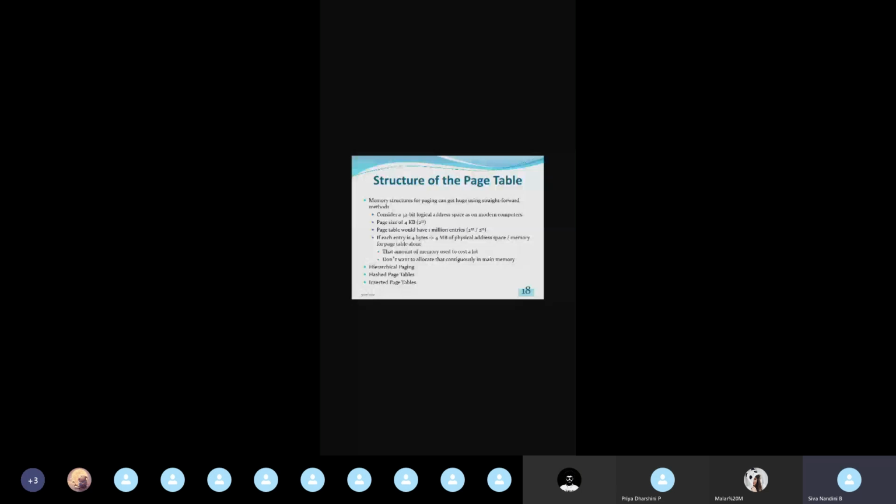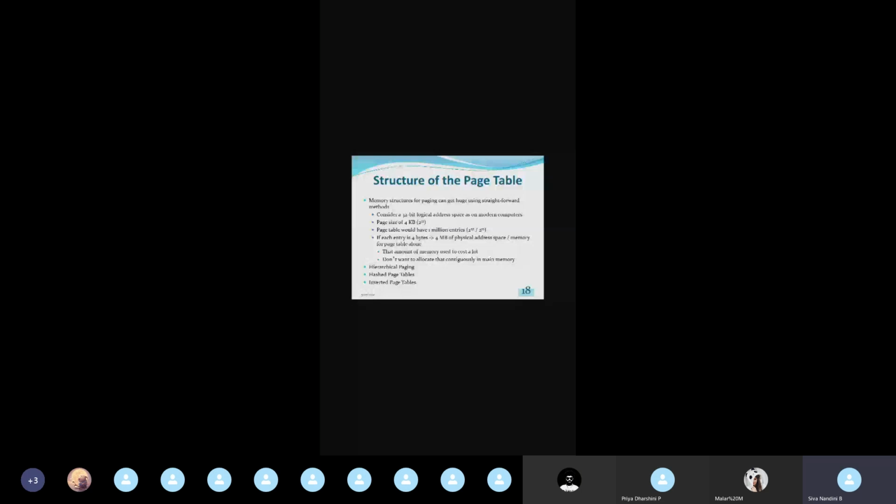So how will we determine the page size from the number of offset bits? 2 power n is the page size. So the page size is determined by 2 power 12. We already saw that 2 power 10 bytes means 1 kilobyte. 2 power 10 into 2 power 2 is equal to 2 power 12. So 2 power 2 means 4. So 4 kilobytes is the size of the page.